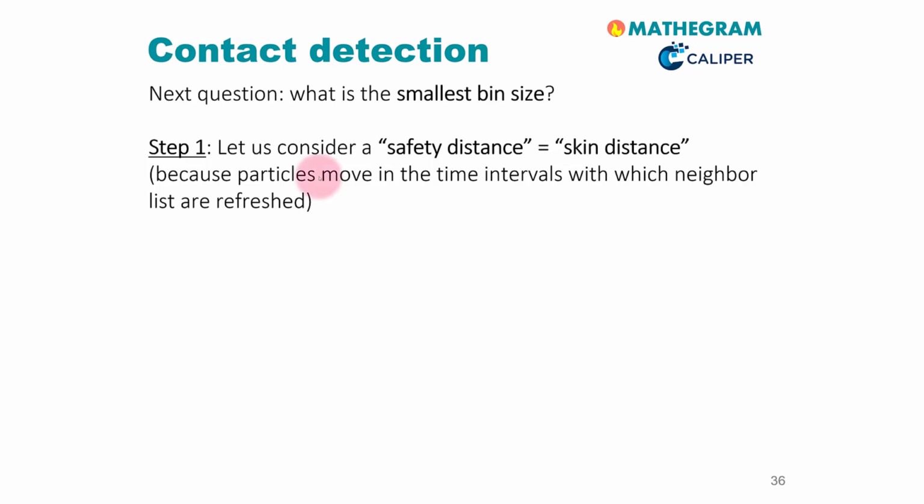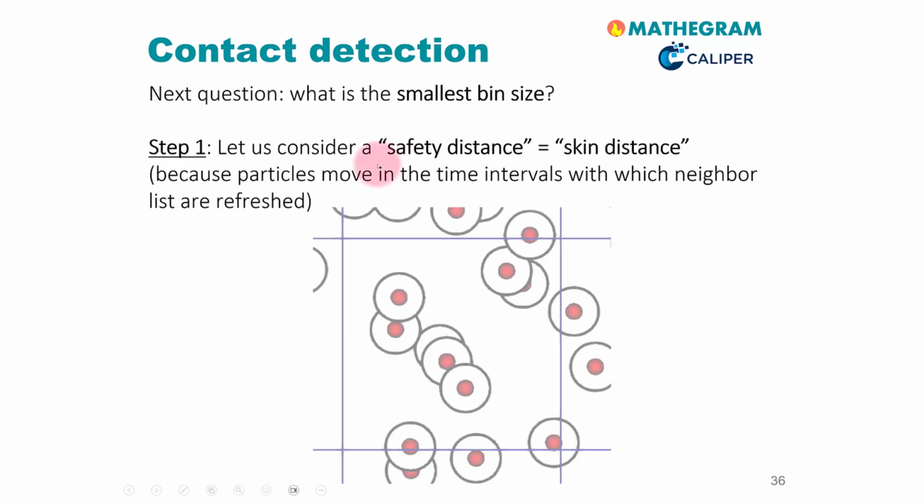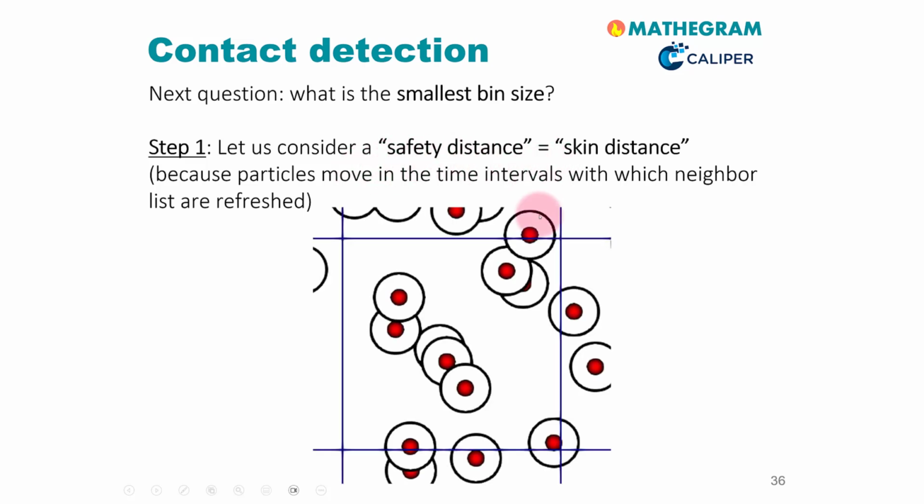The first step is that we consider a so-called safety distance or skin distance, and we need to do this because this neighbor list build, this neighbor search algorithm, is not done at every instant in time, but there is a certain time interval in between which we refresh this neighbor list, and in this time interval particles can move due to their velocity, for example, right? So this skin distance has to account for this movement of particles in between the neighbor list building.